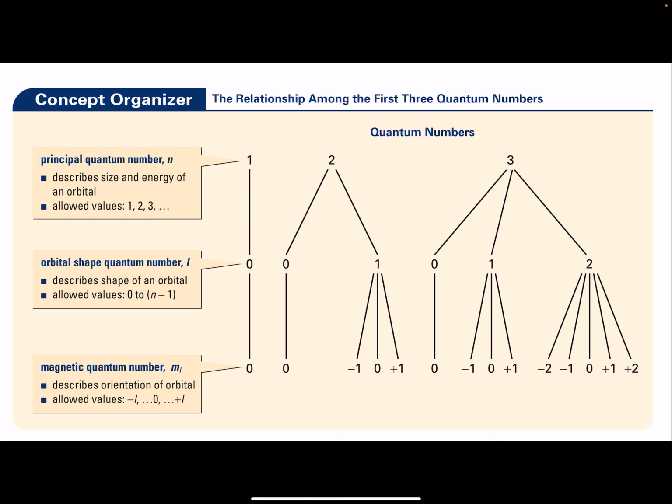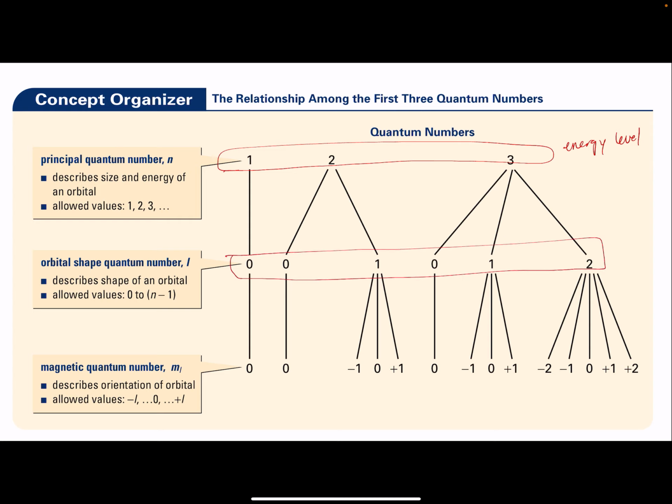Here's a summary of the first 3 numbers put together. The first number, again, will tell you what energy level the electron is in, and you'll have data for this. The second number will tell you the orbital, which is its shape, so you have s, p, d, and f here. The third number will describe the orientation, what direction it's pointing in, and what plane it's lying on.